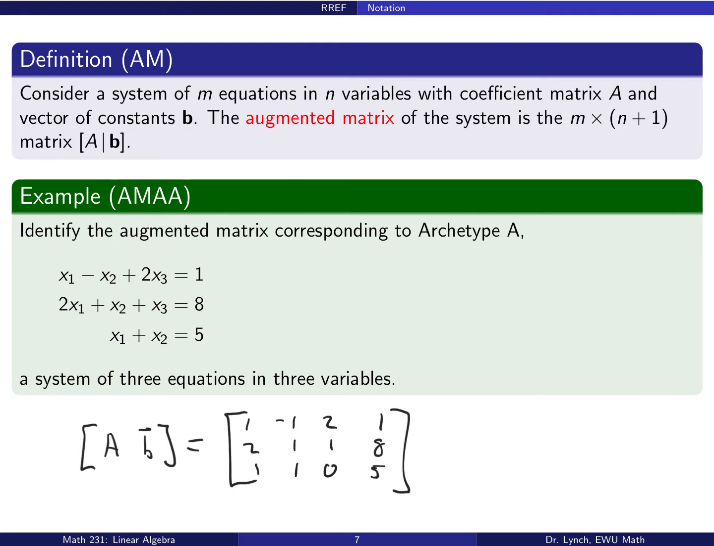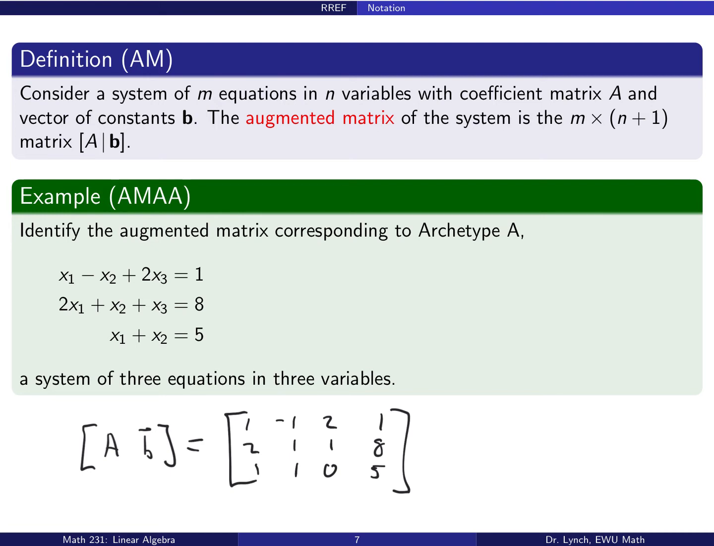We see that the first column of this augmented matrix is just the first column of A: 1, 2, 1. The second column is the second column of A: minus 1, 1, 1. And the third column is the third column of A: 2, 1, 0. Now, of course, the fourth column is the vector of constants B, which in this case is 1, 3, 5.